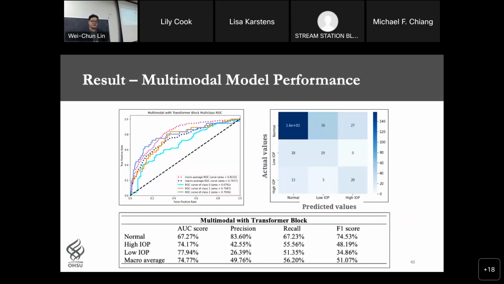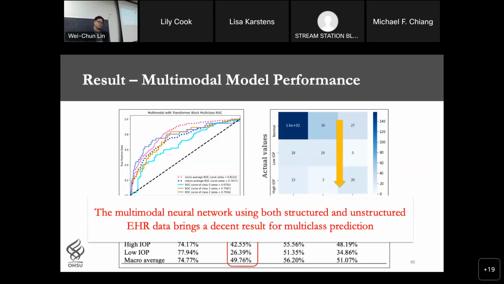This slide shows the detailed information about the multimodal neural network result. The model has a good ability to identify the high IOP or low IOP cases, with a recall score higher than 50%, which means the model can correctly identify more than 50% of the surgical failure cases. For example, in our test data, there are 36 cases with the high IOP surgical value, and our model can correctly identify 20 of them. However, the model shows lower performance in precision for the low IOP prediction. So overall, the multimodal model with both structured and unstructured EHR data brings a decent result for multi-class prediction.